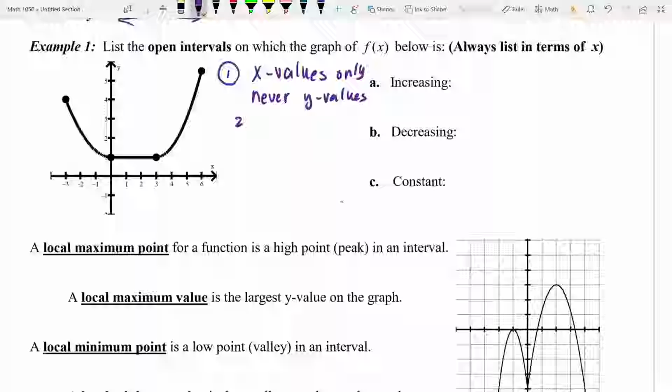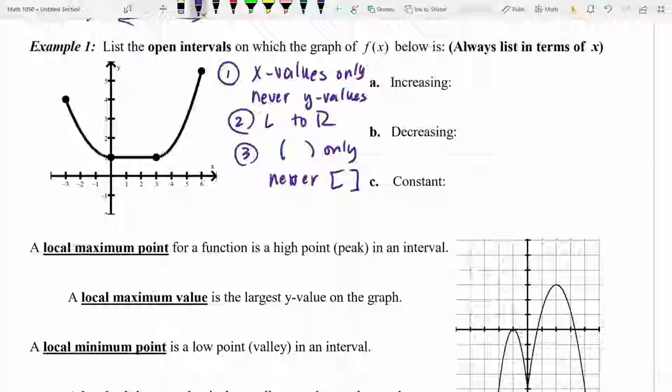The second reason that people miss this is that you have to go from left to right as you write it. And then the third thing is you use parentheses only. You never use brackets like that.